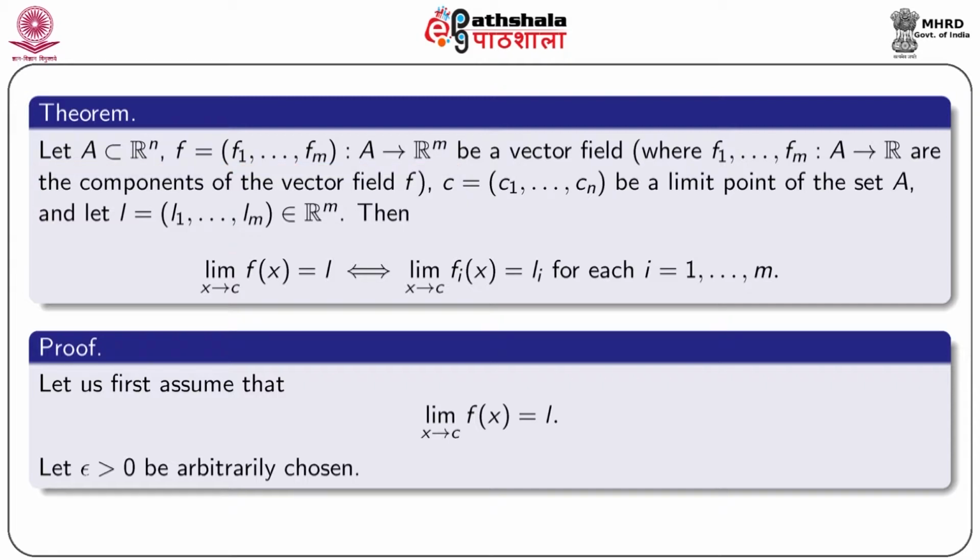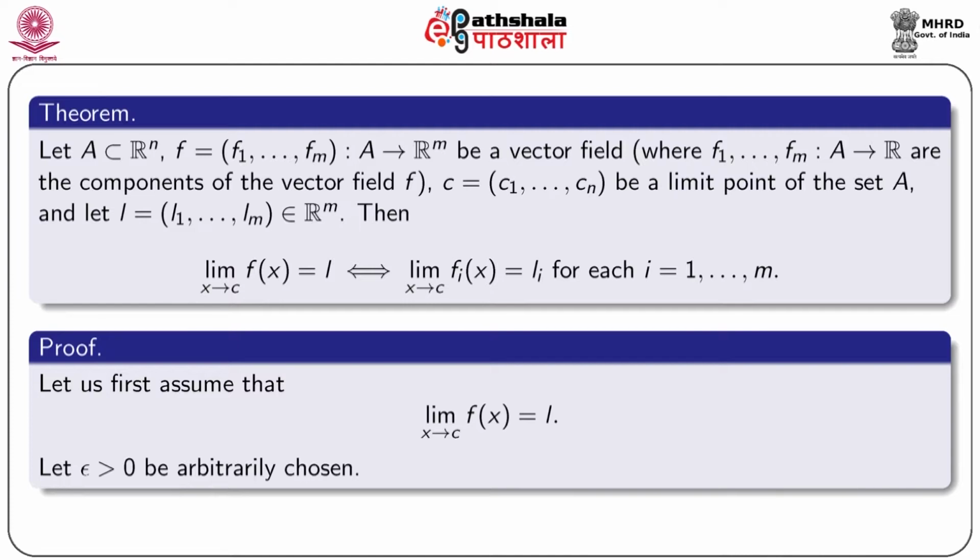We also assume that c equal to (c1, c2, up to cn) is a limit point of the set A, and L equal to (L1, L2, up to Lm) is a member of Rm. Then the limit of f(x) equal to L as x approaches c, if and only if the limit of fi(x) equal to Li as x approaches c for every i equal to 1 to m. We start the proof. We first assume that the limit of f(x) as x tends to c equals L. We shall prove that for every i equal to 1 to m, the limit of the scalar field fi(x) as x approaches c must be Li.